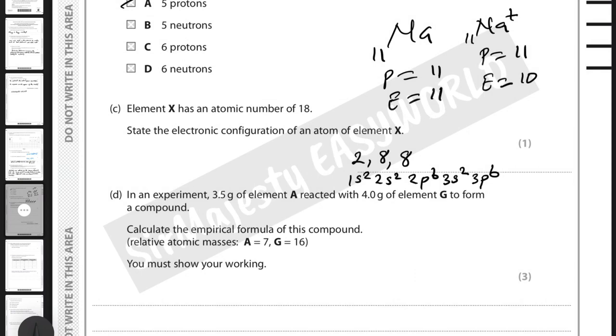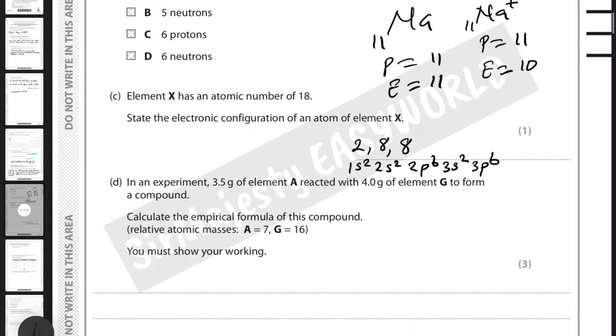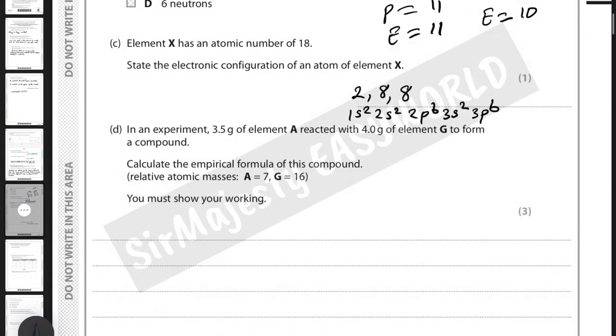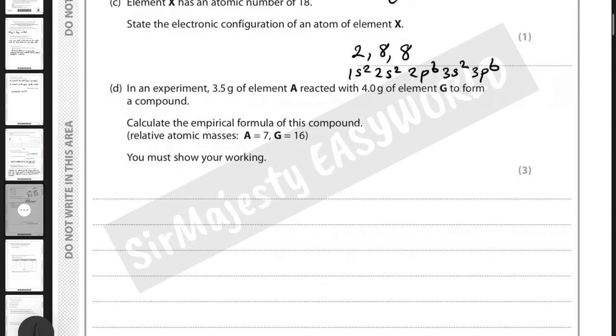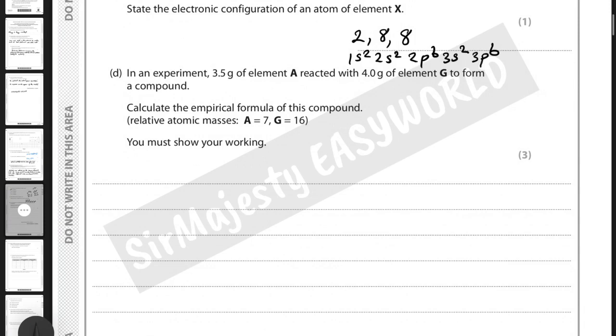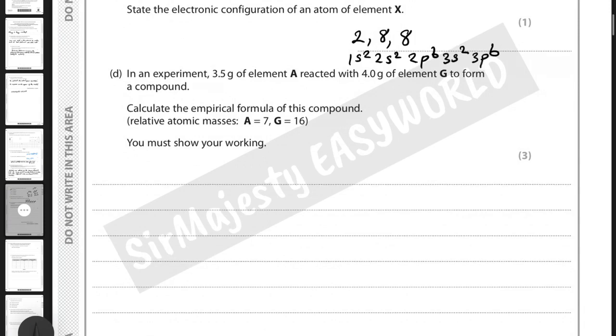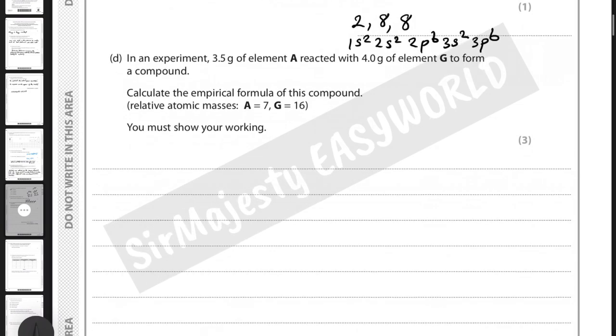Argon. In an experiment, 3.5 grams of element A reacted with 4.0 grams of element G. I'm going to question D. To form a compound, calculate the empirical formula of this compound. The relative atomic masses of elements A and G are 7 and 16 respectively. So you must show your workings. Here you have to endeavor to get the marks.